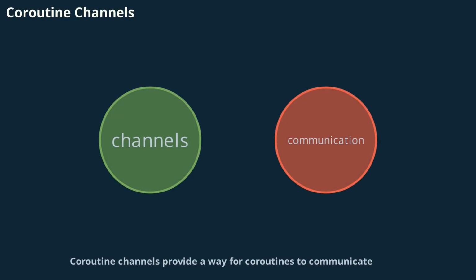Coroutine channels provide a way for coroutines to communicate by sending and receiving data in a non-blocking manner. Channels can be used for producer-consumer patterns, stream processing, or any scenario where coroutines need to exchange data. There are different channel types, each with unique characteristics.